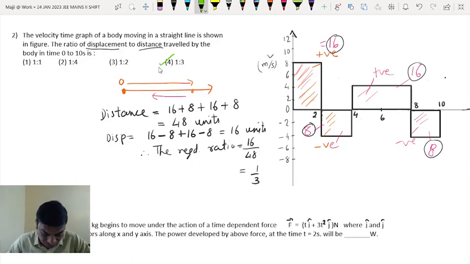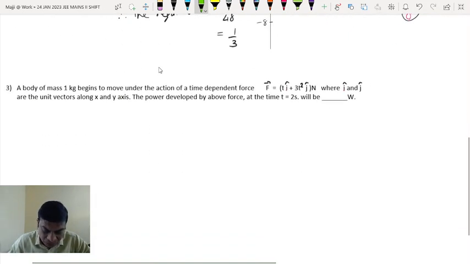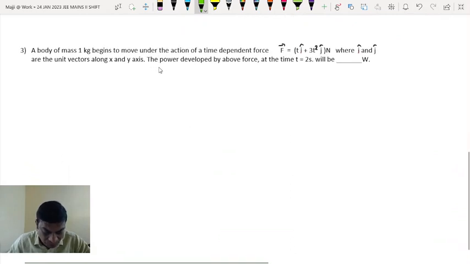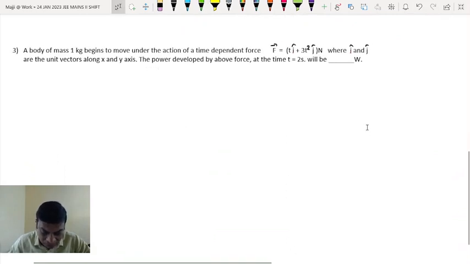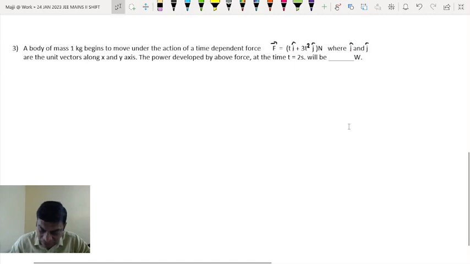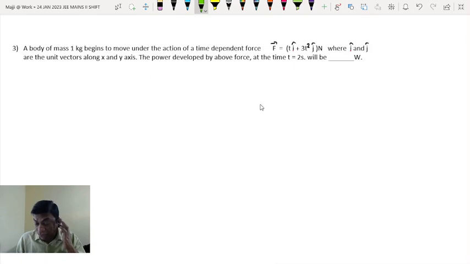Right. Then coming to question 3. The body of mass 1 kg begins to move under the action of a time dependent force. You can see a time dependent force is given. The power developed by the above force.